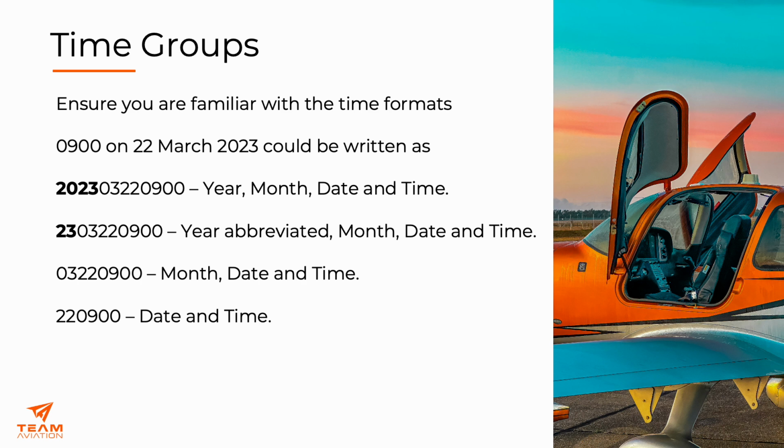230322 0900. This version shortens the year to the last two digits, followed by the month, date, and time. 0322 0900 removes the year, leaving just the month, date, and time. 220900 is the simplest version, showing just the date and time.